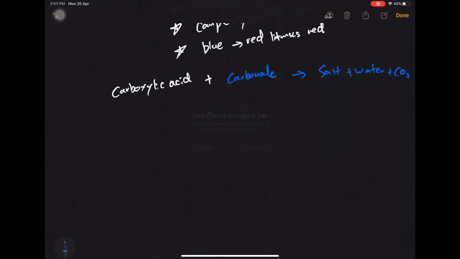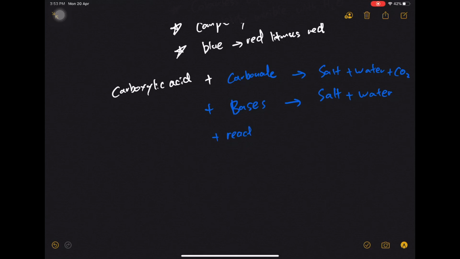And if you add your base, your alkali, you still get the same thing, salt and water, your neutralization, right? Because this is acid plus base. And if you add a reactive metal, you're going to get the same thing, salt plus hydrogen gas.